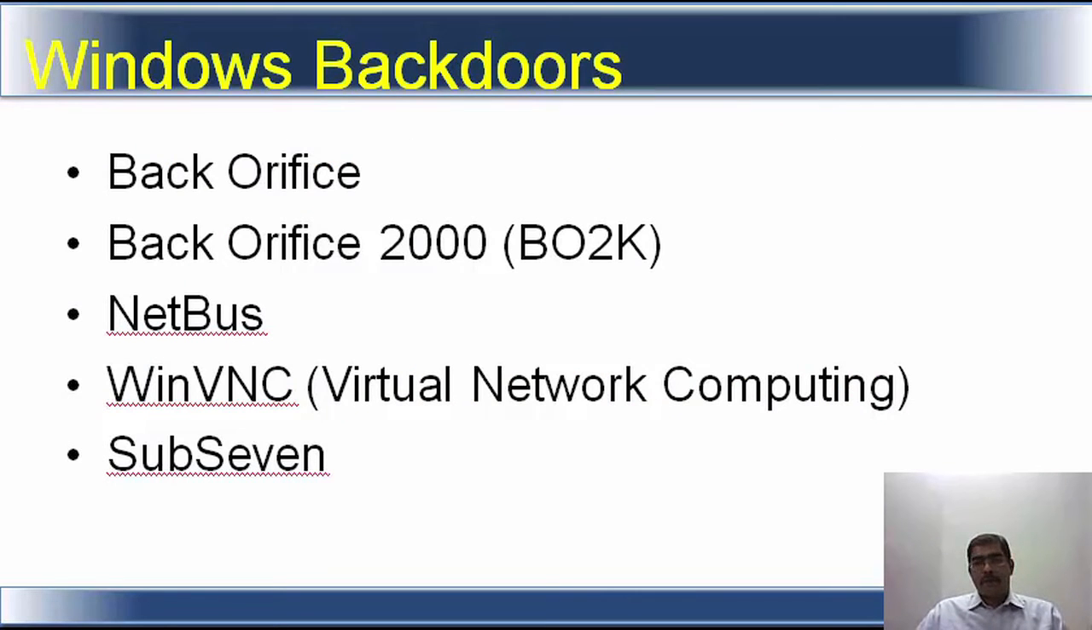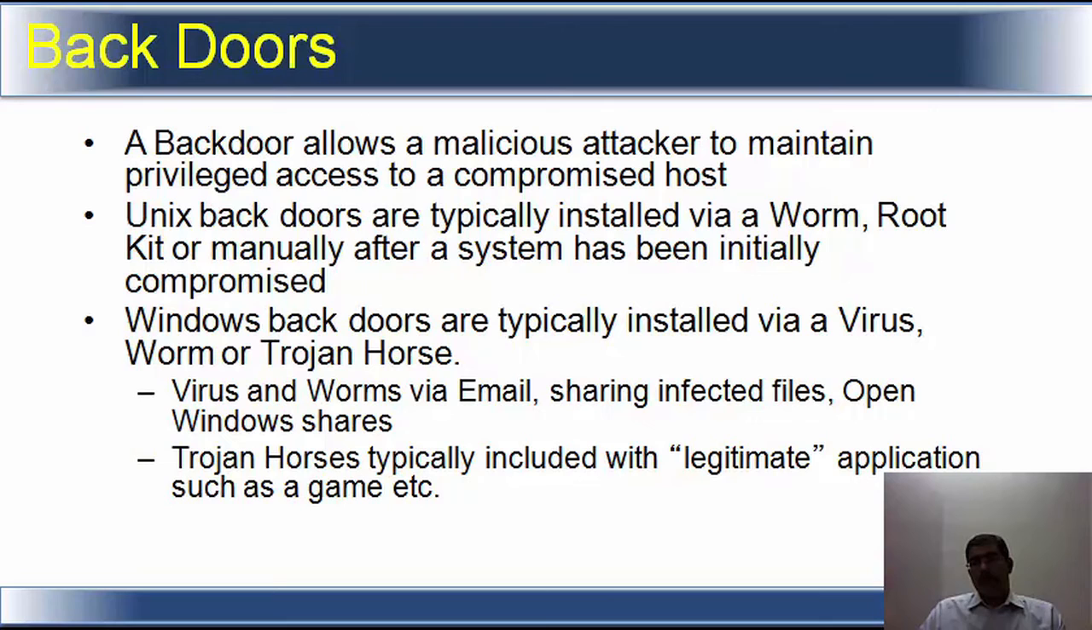Then there are Windows backdoors: Back Orifice 2000 was another, NetBus, Windows VNC (virtual network computing), SubSeven. These are all examples of Windows backdoors. What does a backdoor do? A backdoor allows a malicious attacker to maintain privileged access to a compromised host or a compromised system.